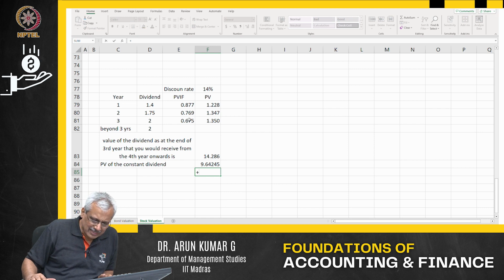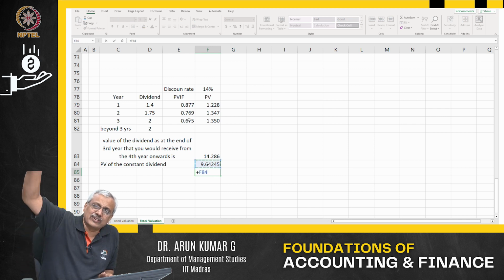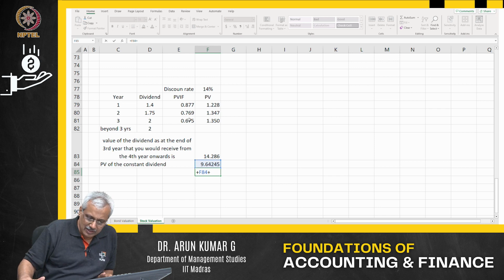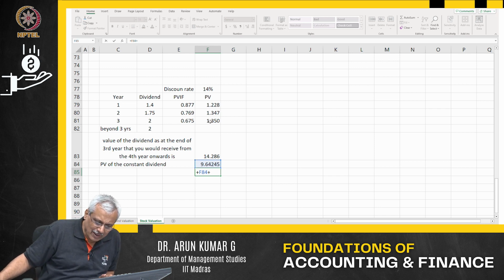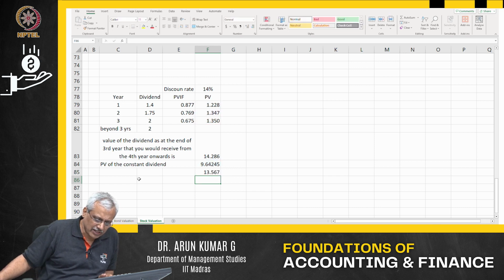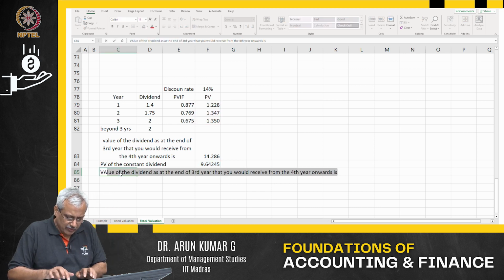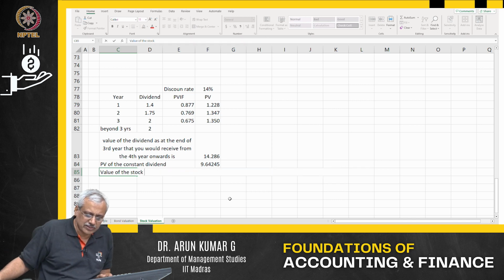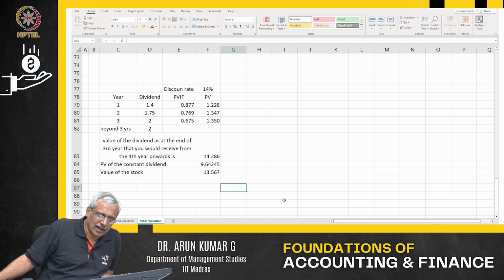The value of the stock is the present value of the constant dividend from the 4th year, plus the present value of the dividend that I am going to get in the 3rd year, plus the present value of the dividend that I am going to get in the 2nd year, plus the present value of the dividend that I am going to get in the 1st year. This is what is going to be the value of the stock out there.